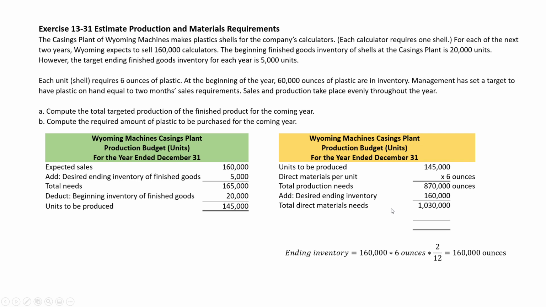But again, I have to step back and say, do I already have some plastic on hand? Yes, I do. In fact, I have 60,000 ounces. So I can subtract that from my direct materials need, and I only need to purchase 970,000 ounces.